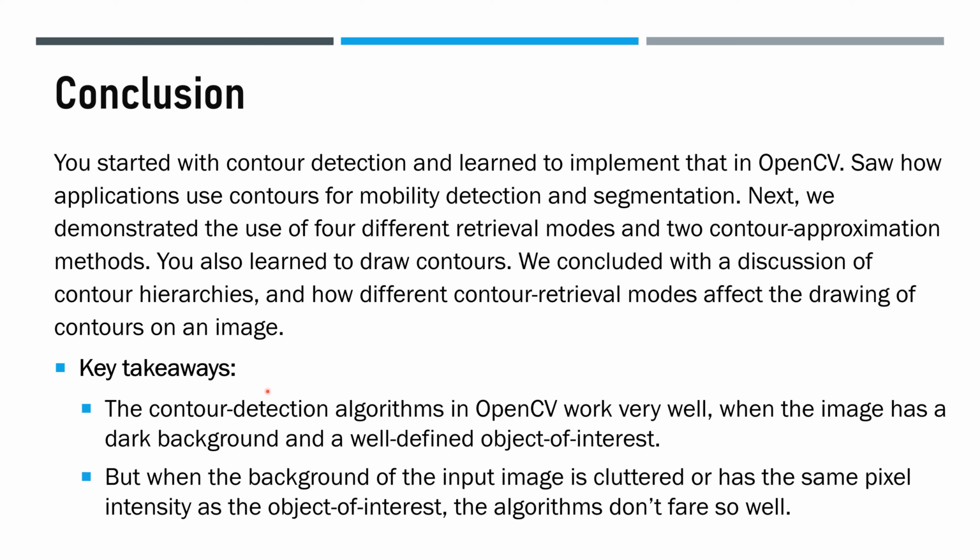So the key takeaways are: the contour detection algorithm in OpenCV works very well when images have a dark background and a well-defined object of interest. But when the background of the input image is cluttered or has the same pixel intensity as the object of interest, the algorithm doesn't fare so well. These are the conclusions from this lecture.